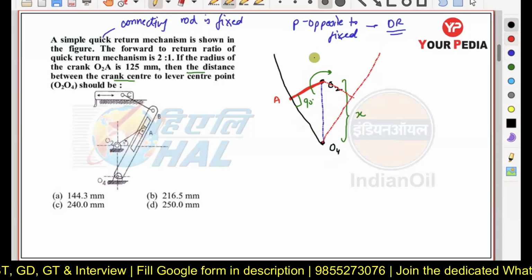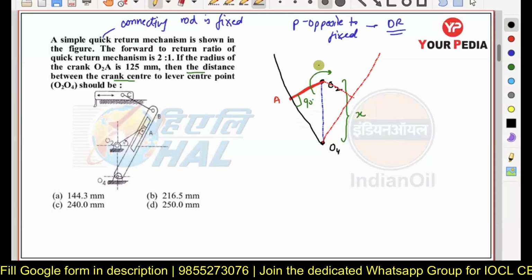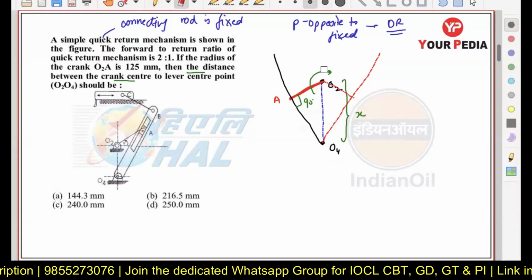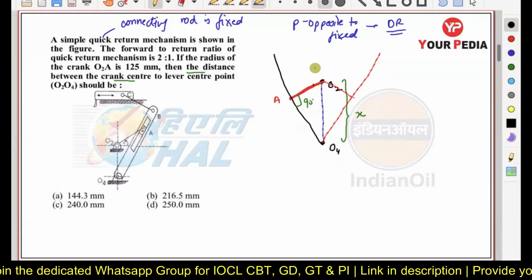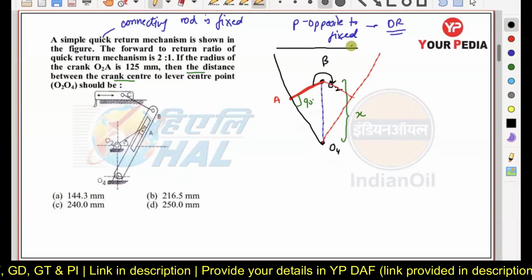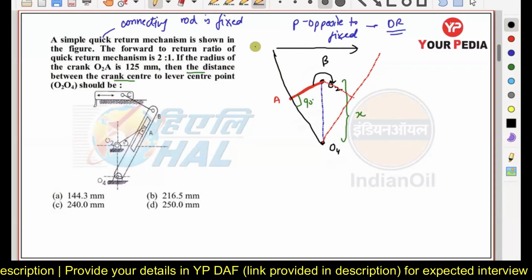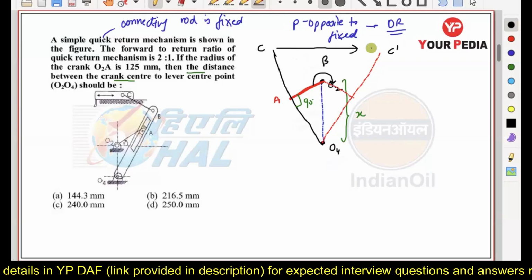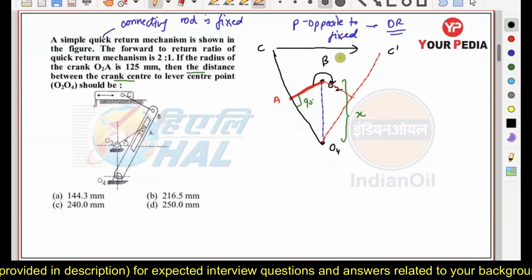Now you can see during the rotation of angle beta, the corresponding cutting is going to be there, because the slotted bar is moving from C to C dash. So I can say during this movement, the cutting is taking place.